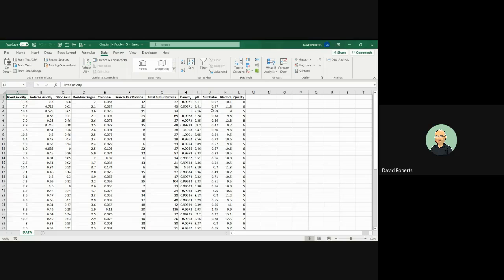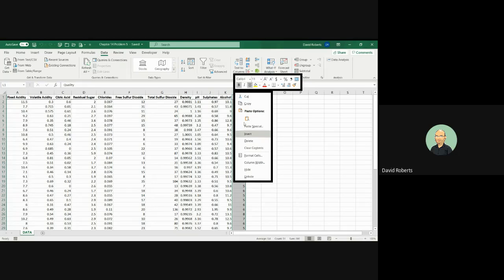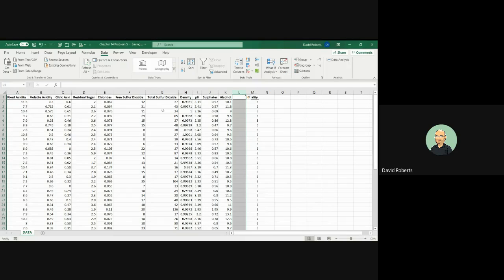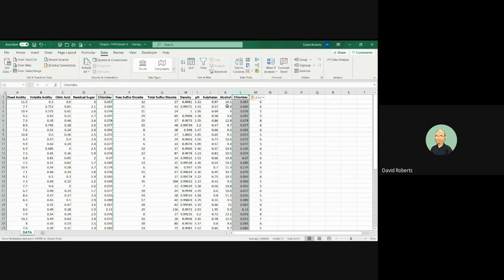They're not continuous. So I'm going to need to put them side by side. So I'm going to insert a column here. I'm simply going to take this column and put it over here. It doesn't matter which order you do, alcohol, calories, as long as they're side by side.